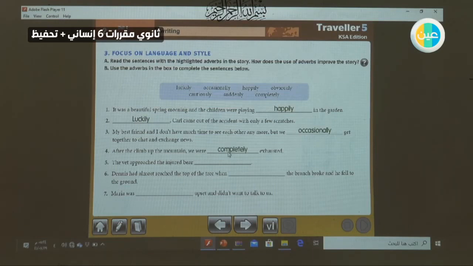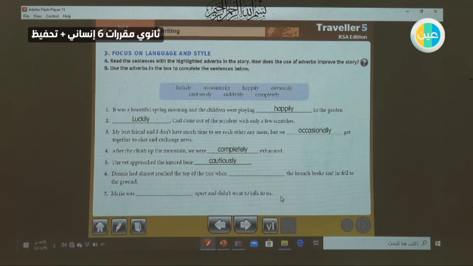The vet approached the injured bear. So, the vet is the doctor who examines animals. Okay? Approached the injured bear. We know what a bear is. A bear is one of the wildest animals. So, he will not be so comfortable. So, he will be cautious and approach cautiously.